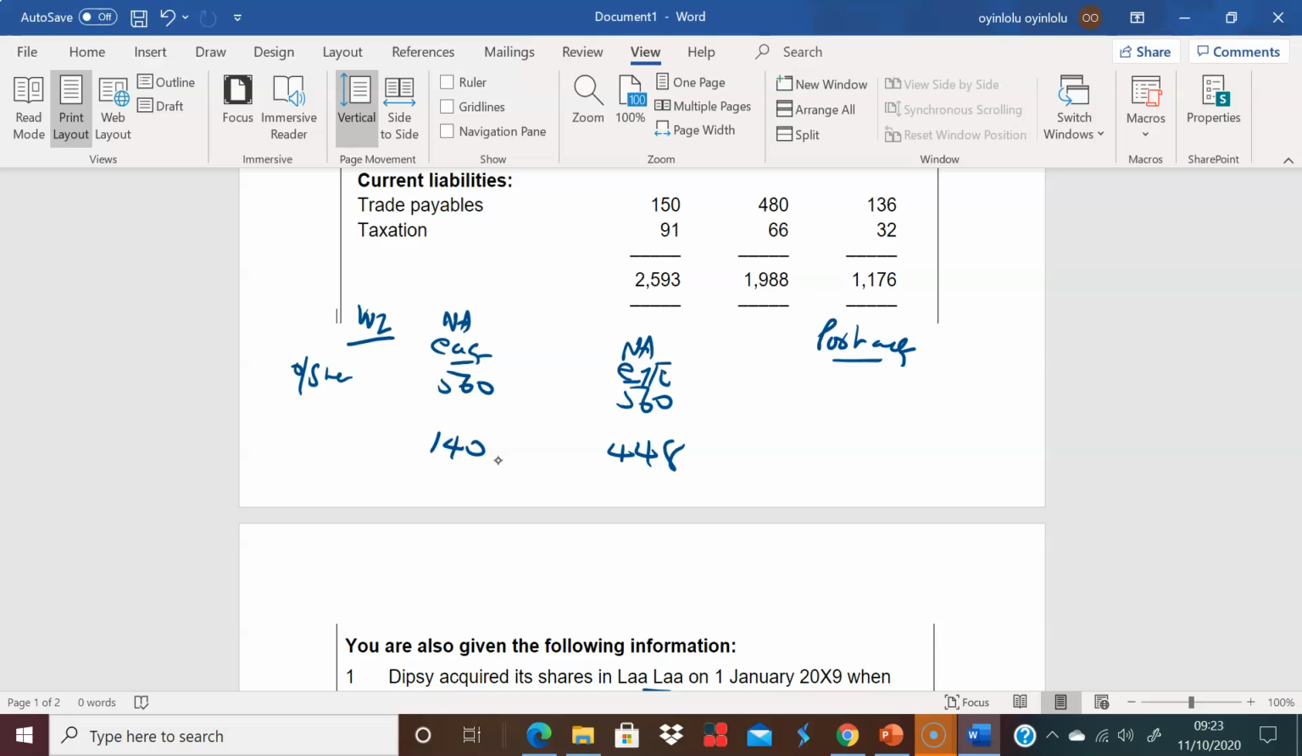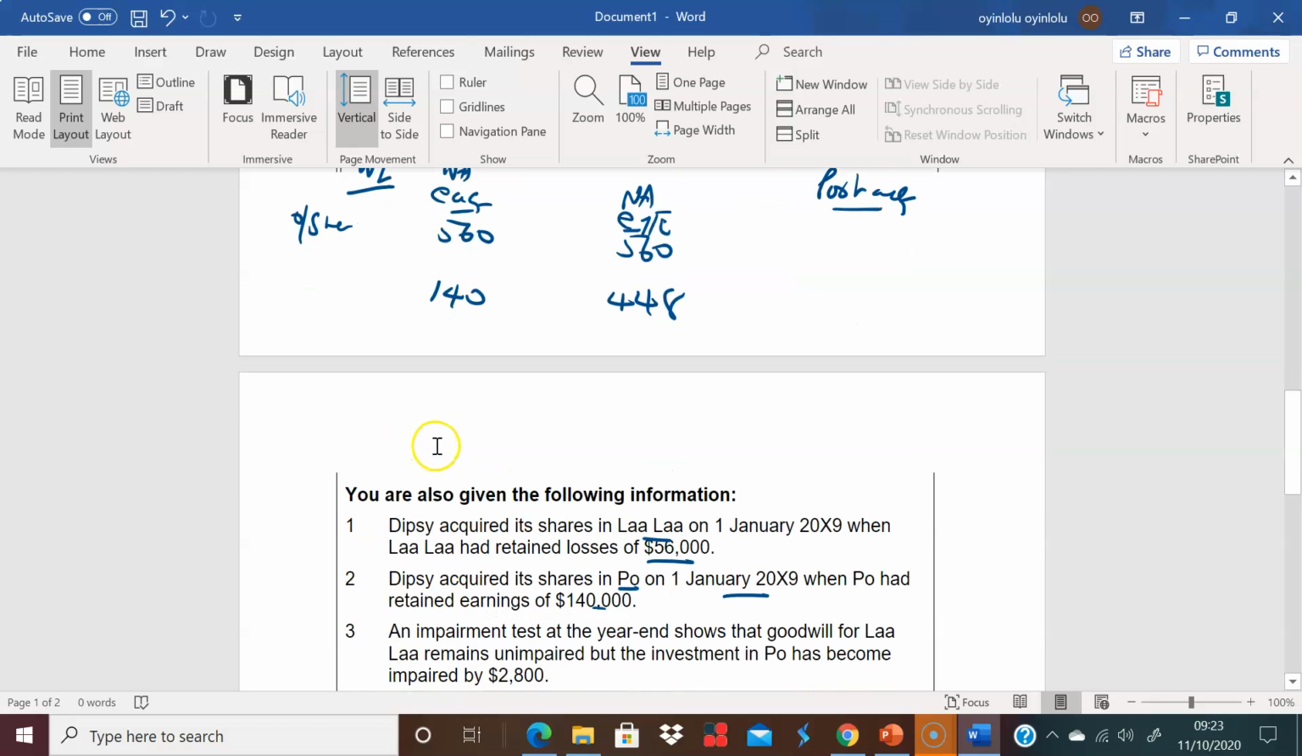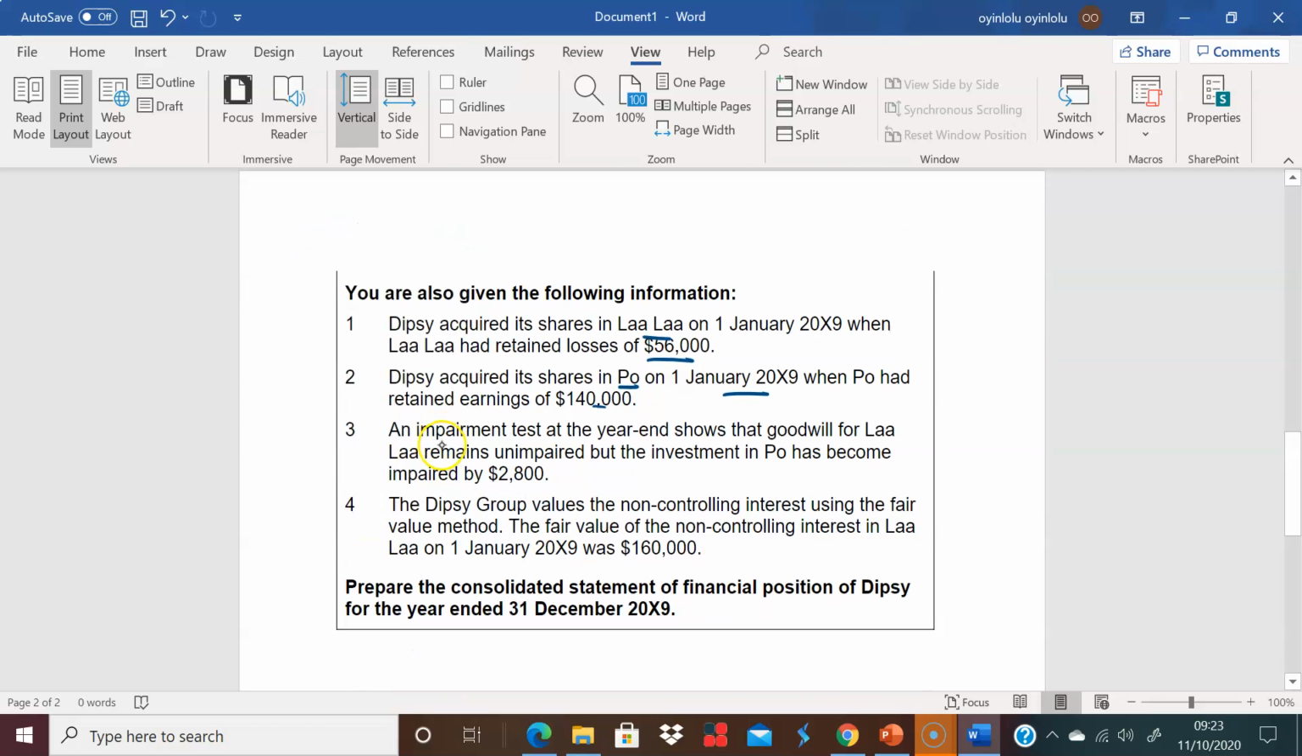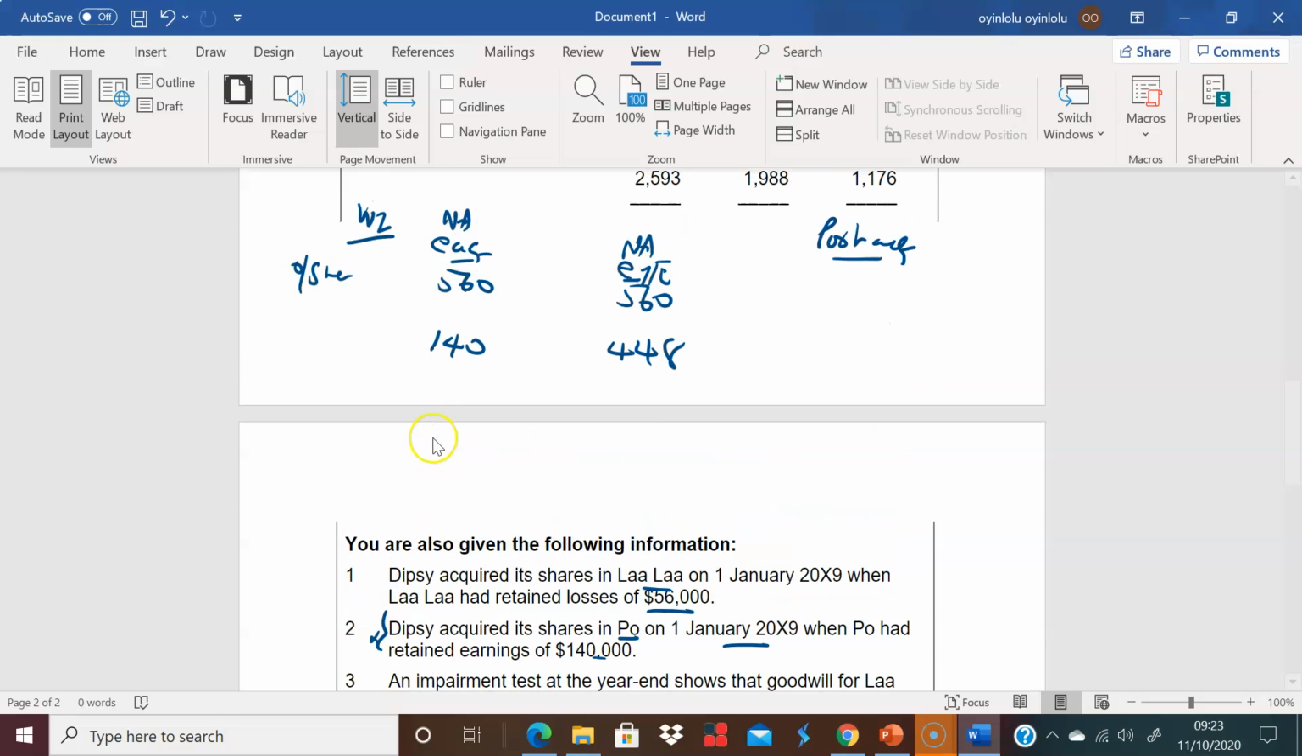So, let's just see if there are any other adjustments. I doubt it, but an impairment test shows that goodwill for Lala remains unimpaired. So that's just working to subsidiary. You deal with that as we have done, as we're dealing with subsidiary. And also, they tell us about the fair value, so this is also to do with the subsidiary. So the only thing here that we need for this illustration is what's going on with the associate, which is what I want to focus on.